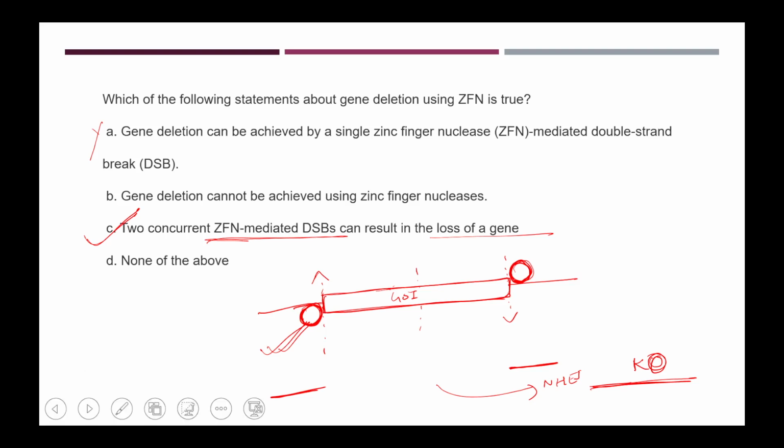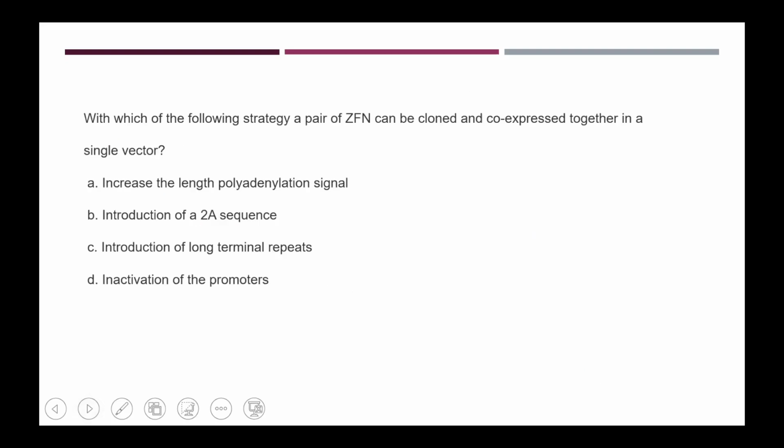Shall I move to the next one? Which of the following strategies can a pair of zinc finger nucleases be cloned and co-expressed together in a single vector by? Okay, you tell me the answer. Introduction of a 2A sequence. Yes.